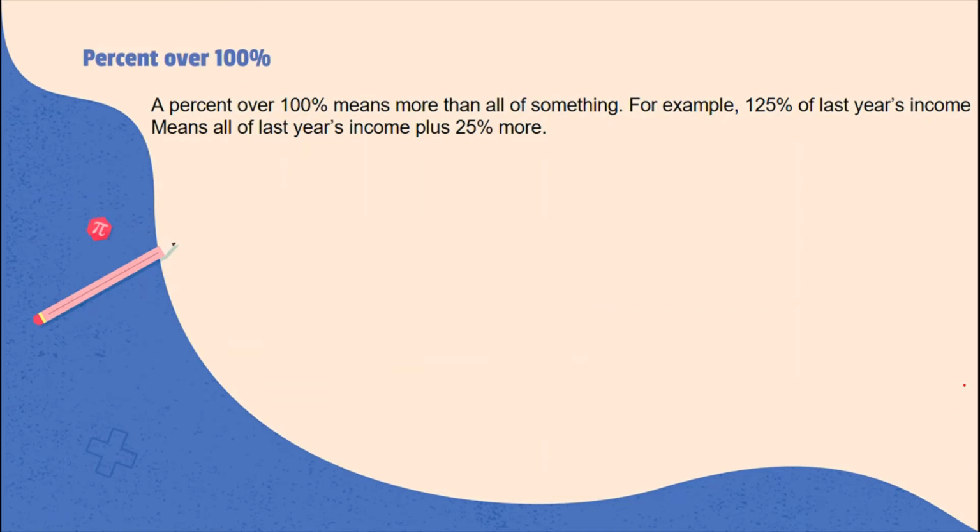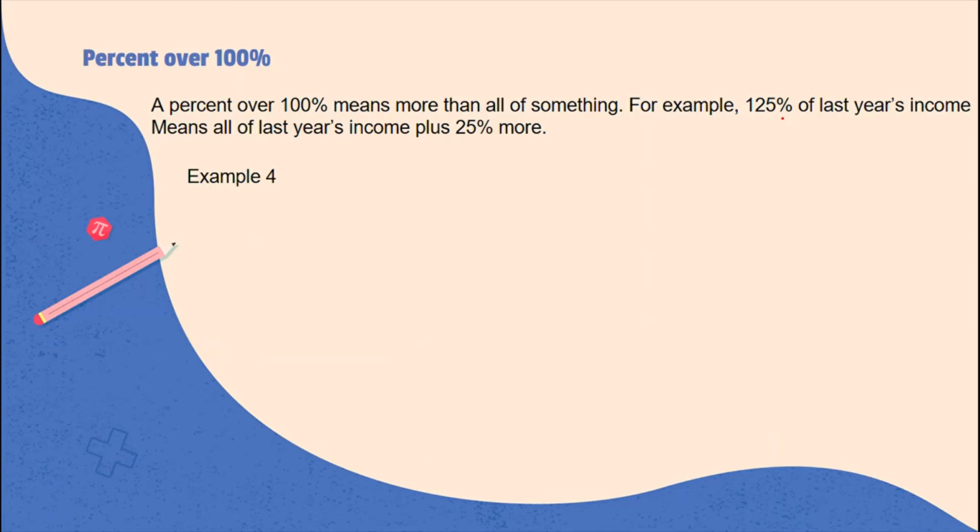Now, there are times when a percent goes over 100%, or more than 100%. One example of that is 125%. For example, 125% of last year's income means all of last year's income plus 25% more. That means 125%. So we have here an example.